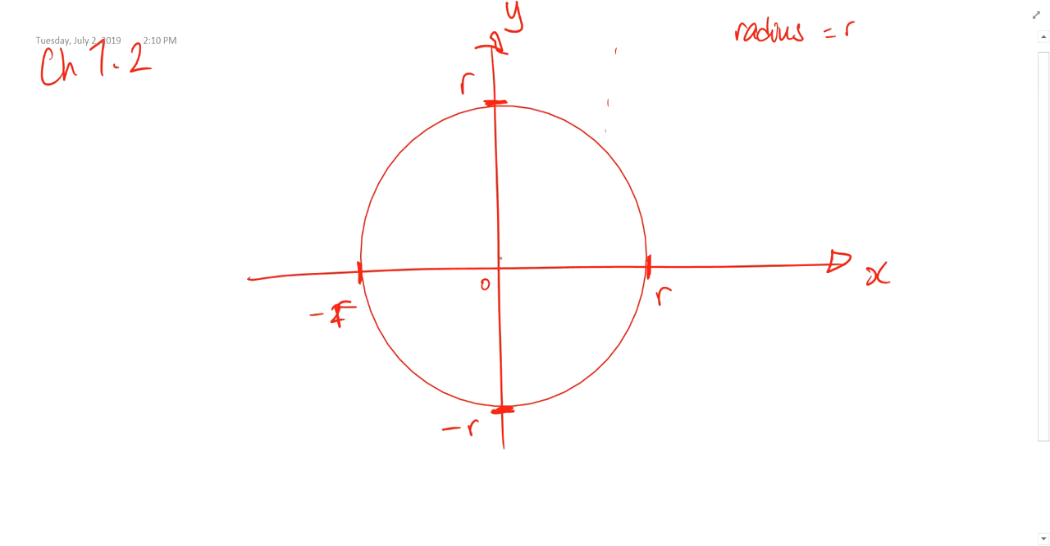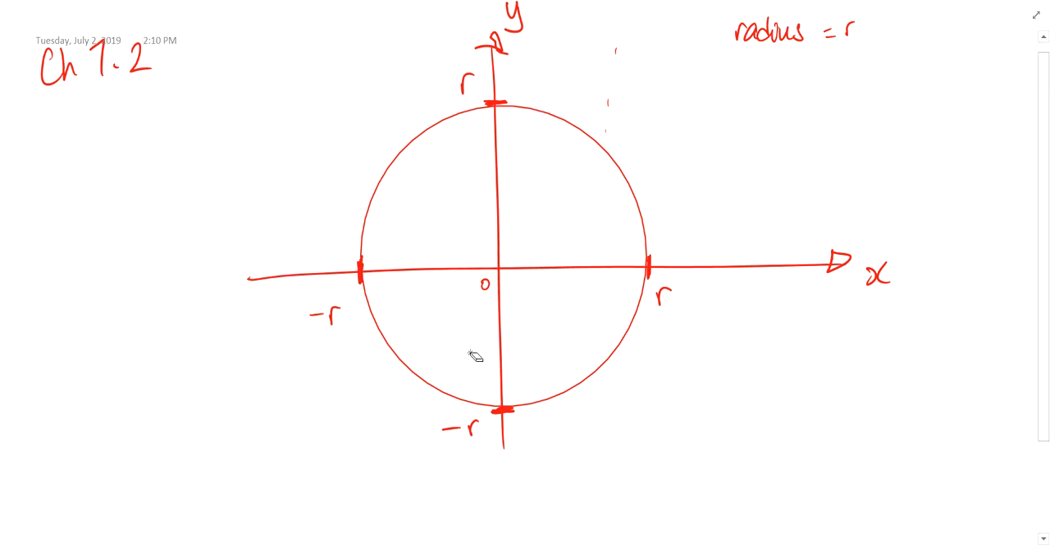Negative r. What about this length? Length, huh? R. Yes, very good. What about this length? Also R. Okay, take note of the difference between length and value. For example, over here, we say that this value is negative R, but if I were to find out the length, it is still R. Get it? Okay, good.